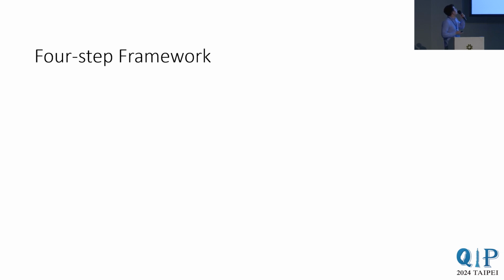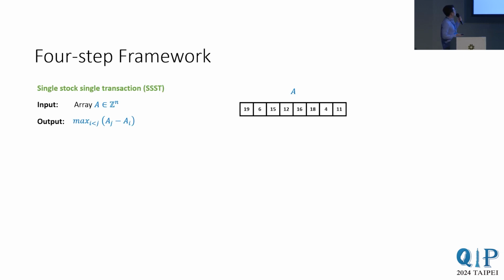So what is the four-step framework? Here is a very simple example, which we call the single stock, single transaction problem, or just the stock problem. Given an array of n stock prices, we want to find the maximum profit that we can make by buying at time i and selling at time j.